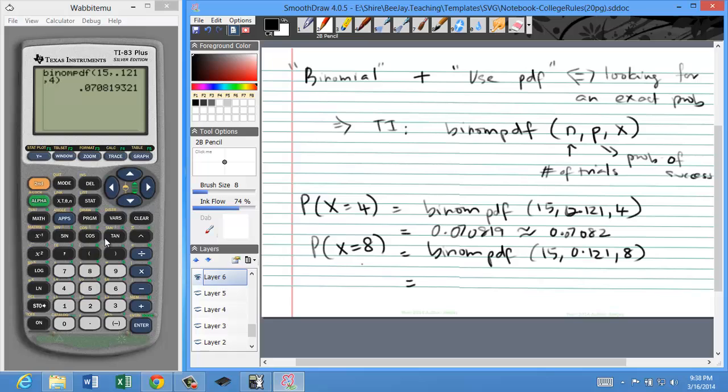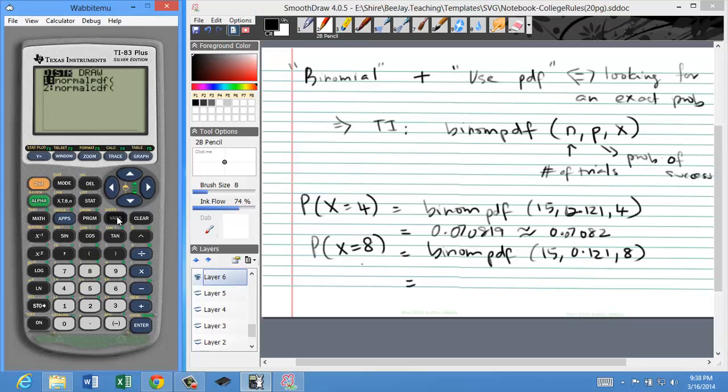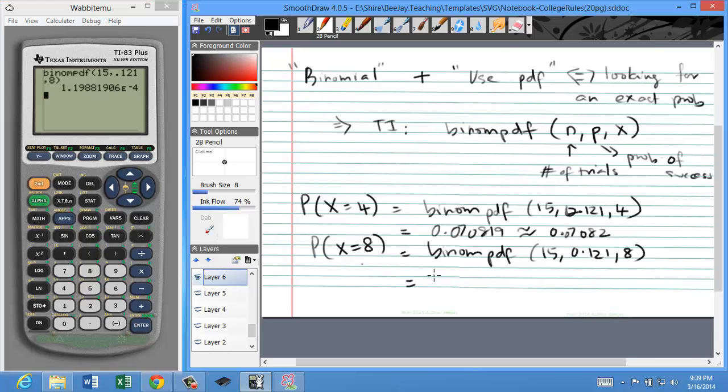In a similar manner, if you want to find the exact probability that x is equal to 8, all I have to do is press second vars, scroll to the option for Binomial PDF, not CDF, press PDF, n is 15, followed by p, which is 0.121, 8, and the answer is 1.1988 times 10 raised negative 4.